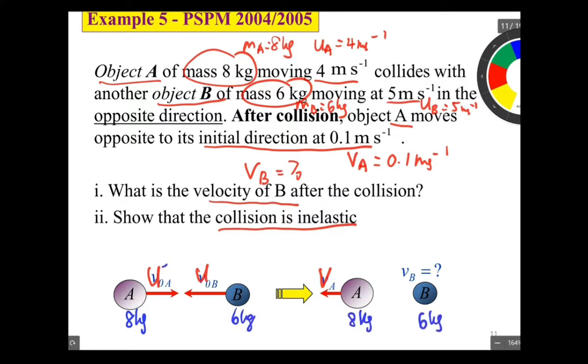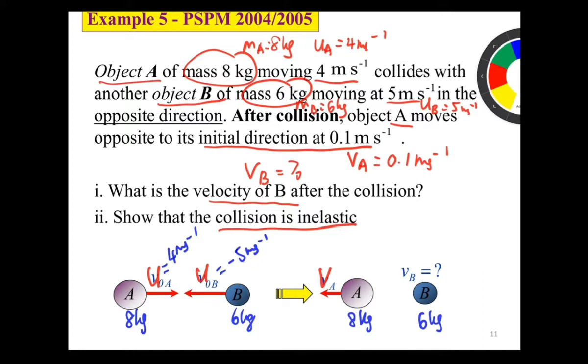So UA is 4 meter per second, UB is negative 5 meter per second. Kenapa negatif? Sebab dia kata objek B ni bergerak opposite direction. So dia bergerak to the left. So kita kena letak U sama dengan negatif 5 meter per second. Selalunya student terlupa nak letak negatif.